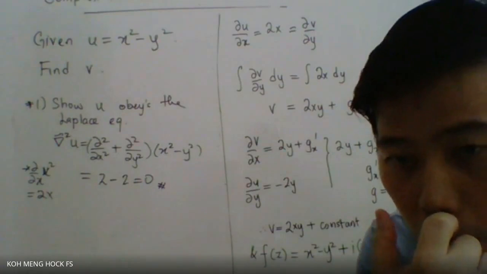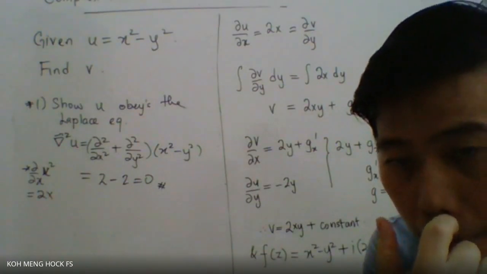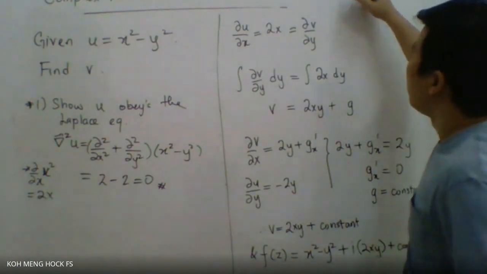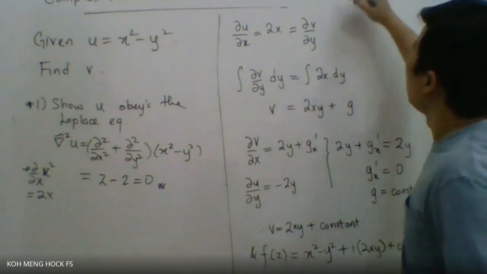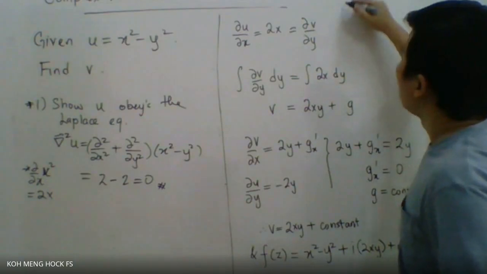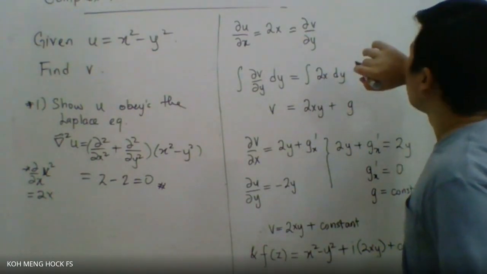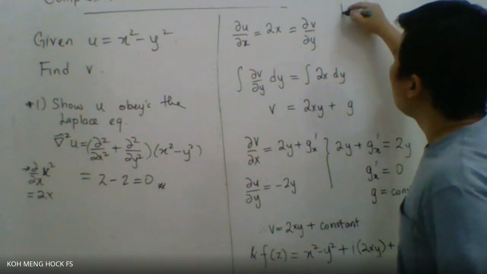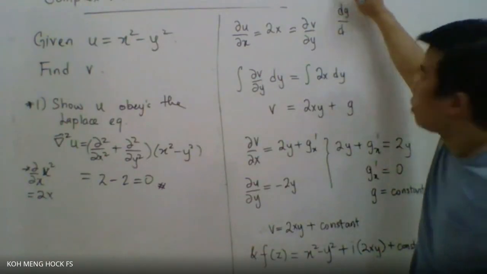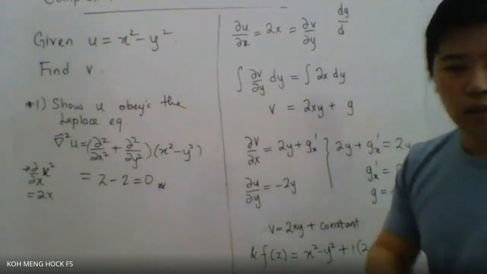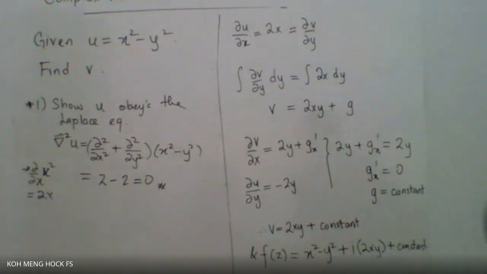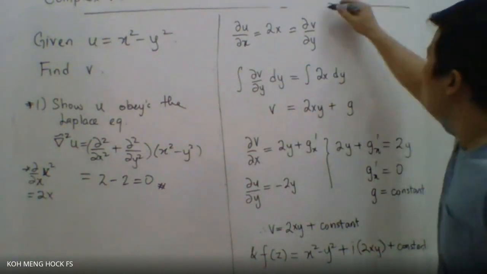Kalau integrate 0 bukan dapat 0? No. Let me just take an example. Let's say g is equal to 2x. So in this case, dg over dx. Can you see? No, you cannot see. Let me just shade this.